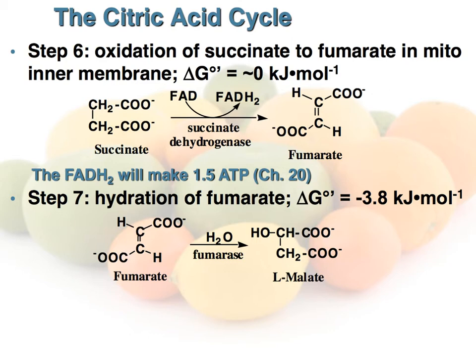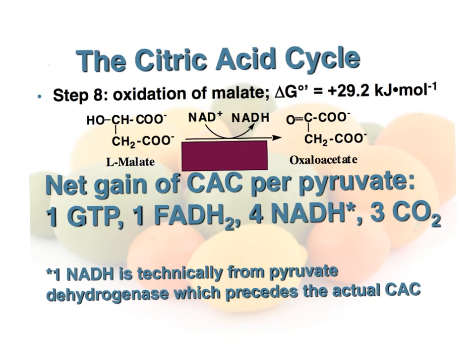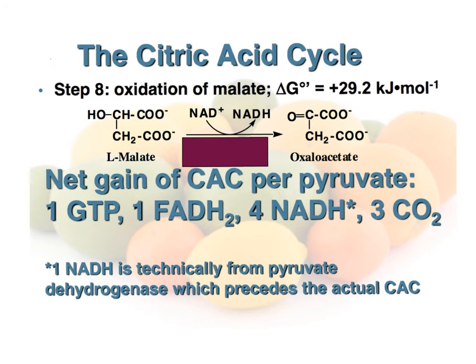Okay. Now we've come to the end of our road for the citric acid cycle, at least. This is step 8. We go from malate to oxaloacetate. We get another NADH out of it. We've actually seen this enzyme before. Does anyone remember where we saw this enzyme?